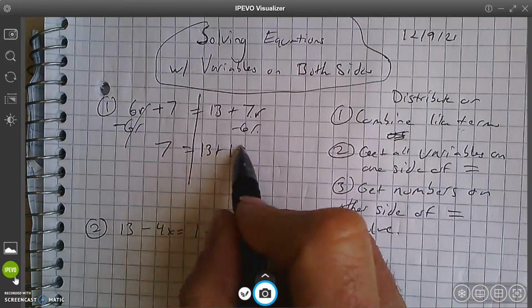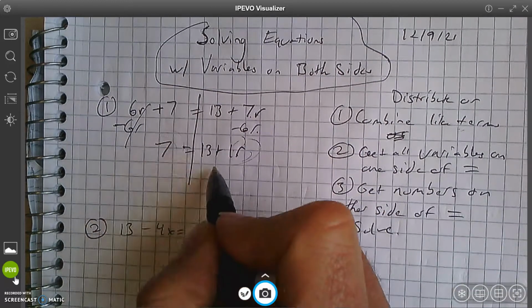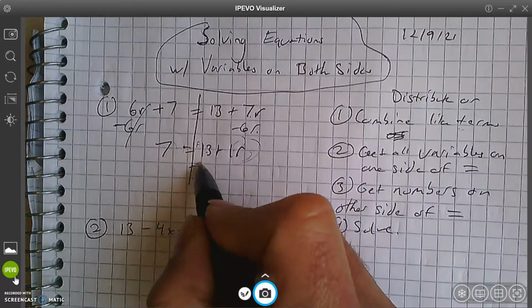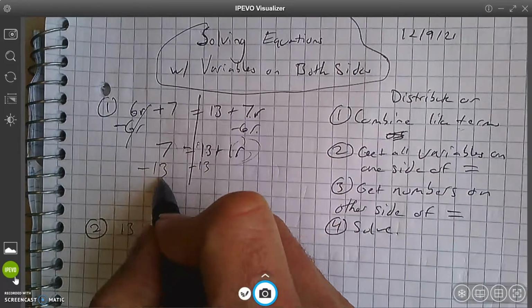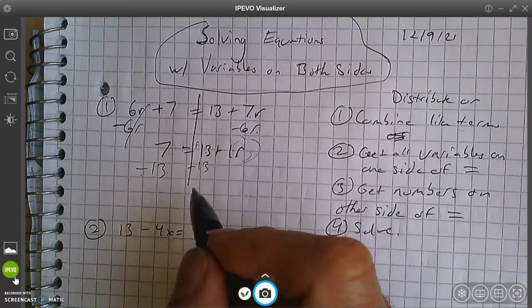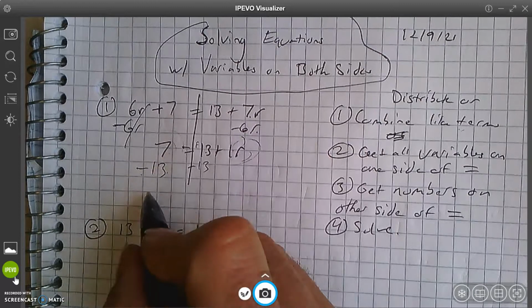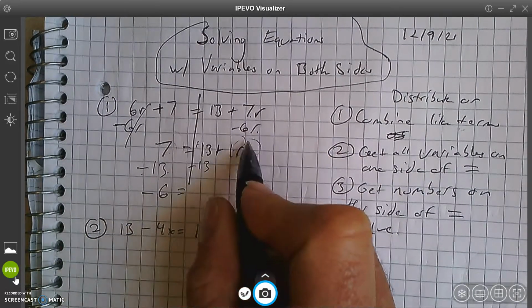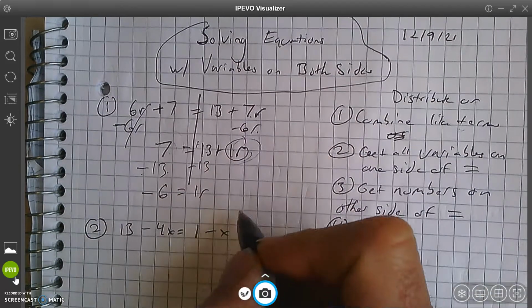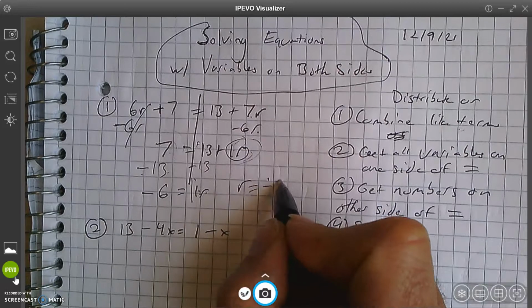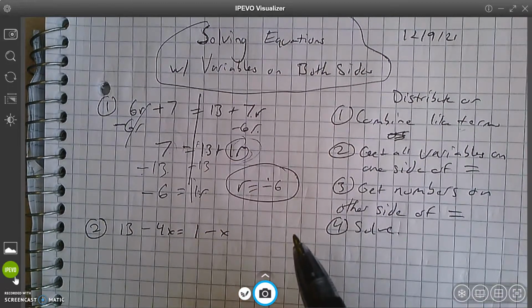Now I have the variables here. The numbers have to be on the other side, so I have to get this 13 out of here. That's a positive 13, so I'm going to subtract 13. 7 minus 13, well, 13 minus 7 is 6, so 7 minus 13 is negative 6. And 1r right there, 1 times anything is itself, so 1 times r is just r. So r is negative 6.